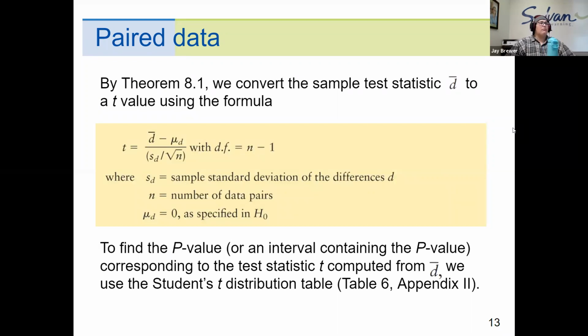By Theorem 8.1, convert the sample test statistic D bar to a t-value using the formula. To find the p-value or any interval containing the p-value corresponding to the test statistic t computed from D bar, we use the student's t-distribution table, Table 6 in Appendix 2.